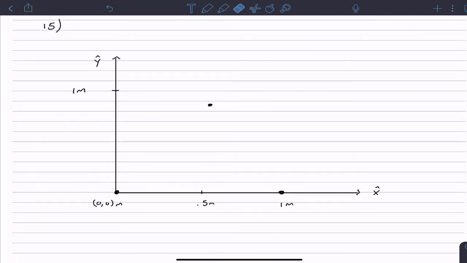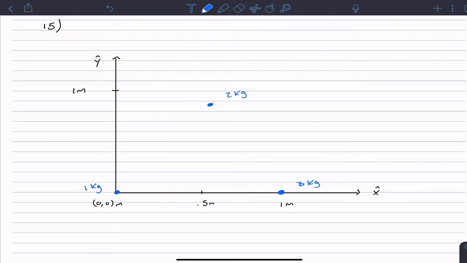Okay, we are given three masses on a two-dimensional plane, right? I've just taken some time to draw it out here. Let's go ahead and give these some color. So this is one mass at 1 meter on the x-axis, 3 kilograms. This one here is 1 kilogram. And this one here is 2 kilograms. So this is what we're given.